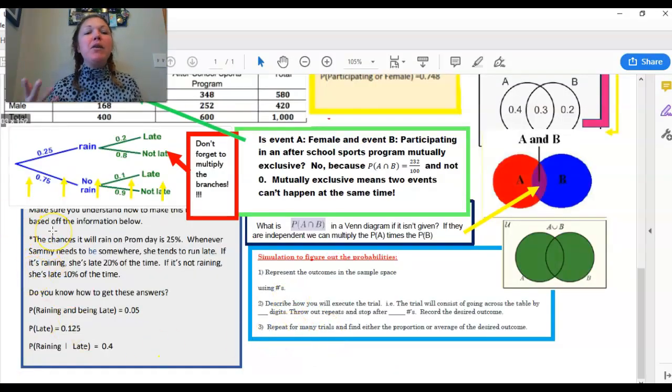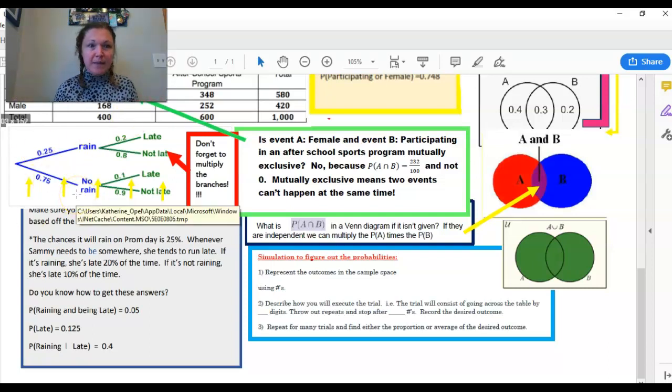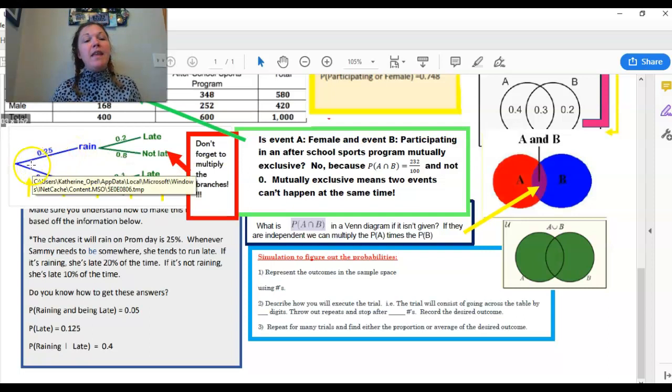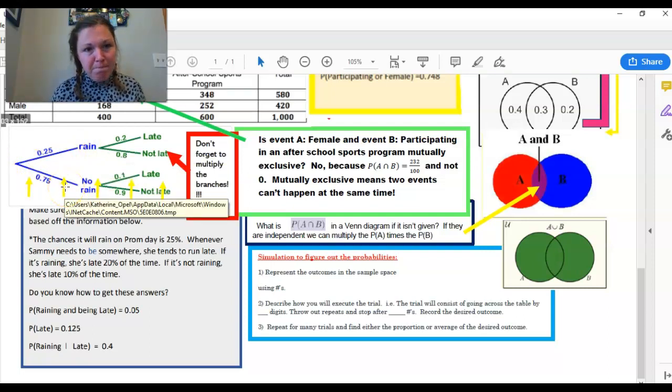Okay, so we have to decide what has to come first. Is Sammy going to be late or not, or is it going to rain or not? Well, it has to rain or not first before she can even be late, because she's going to be even later if it does rain. So it either rains or it doesn't. Now, how do we get that 0.75? What you need to remember is that these two branches together always have to equal 1. So it rains 25% of the time, and then doesn't rain 75% of the time.